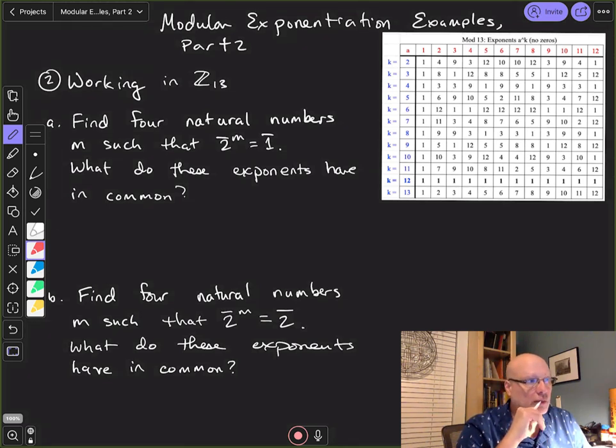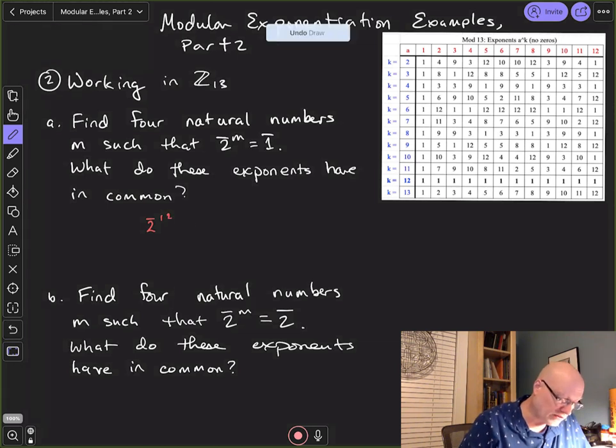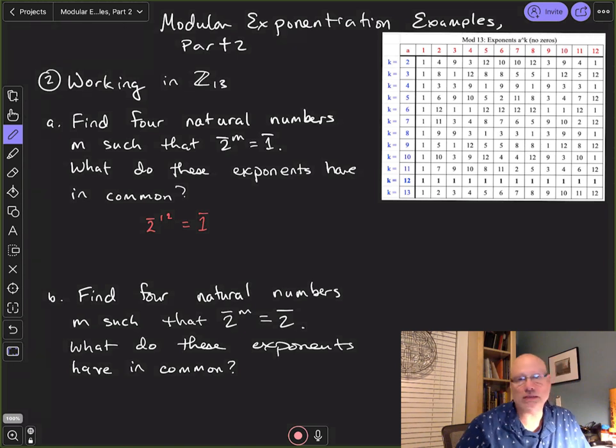So what do these exponents have in common? Well, let's think about this. We do know, according to little Fermat, that if we're in mod 13, then 2 to the 12th equals 1. Because 13 is a prime number, all of the values there are relatively prime to it. So little Fermat guarantees us that 2 to the 12th will be 1.